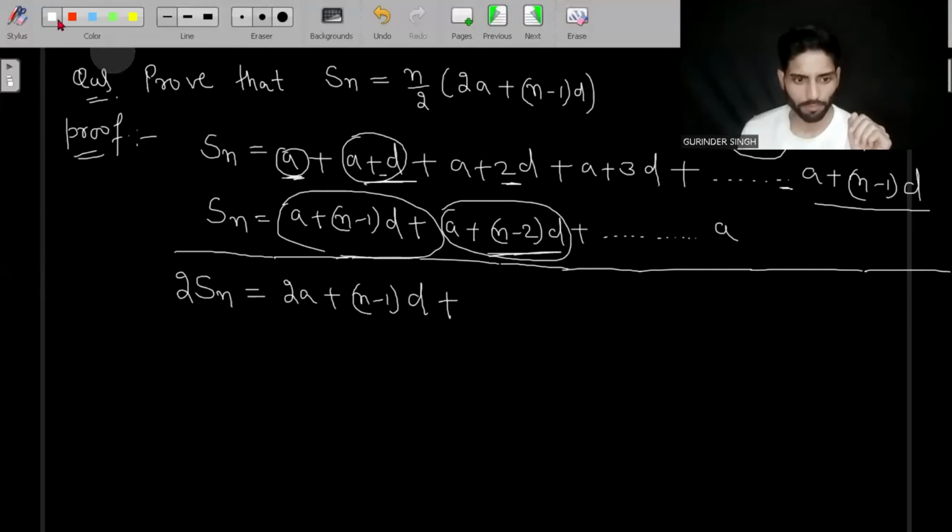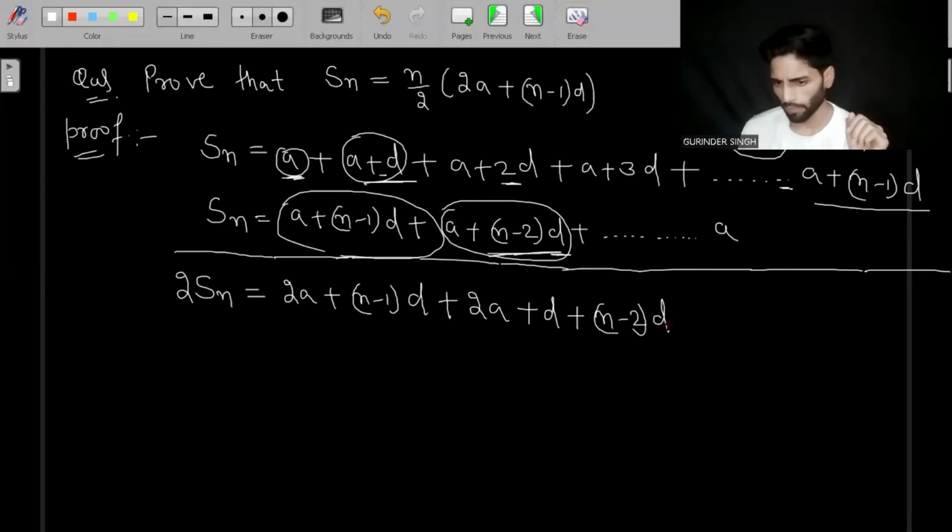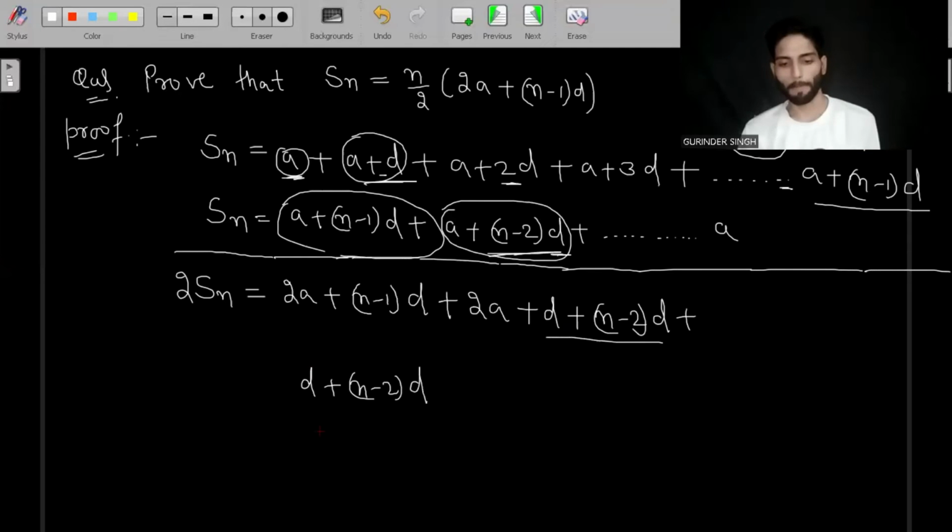So this is 2a plus d plus (n minus 2) into d, right? I'm going to solve this: d plus (n minus 2) into d. What is common in these two terms? This is d, right? d is common, so just take d outside now.